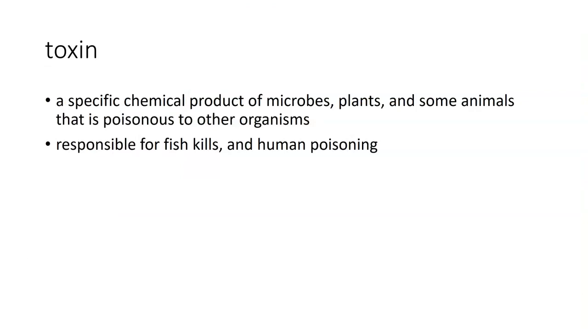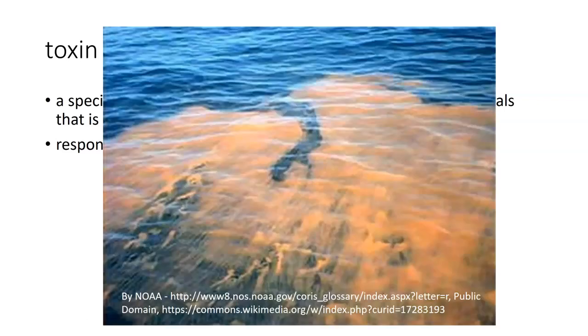Some algae produce toxins, and a toxin is a specific chemical product of microbes, plants, and some animals that is poisonous to others. With algae, some of them are responsible for fish kills, and some are responsible for human poisoning. When we talk about toxins related to algae, one we talk about is red tide. This photo from NOAA shows you what red tide looks like. It is nothing more than an accumulation of gazillions of microscopic organisms, and they produce a toxin, which means if you swim in this or fish swim in this, you will get sick. Among algae, there are a lot of different things, and these are the basic concepts that we want to get understood with algae.